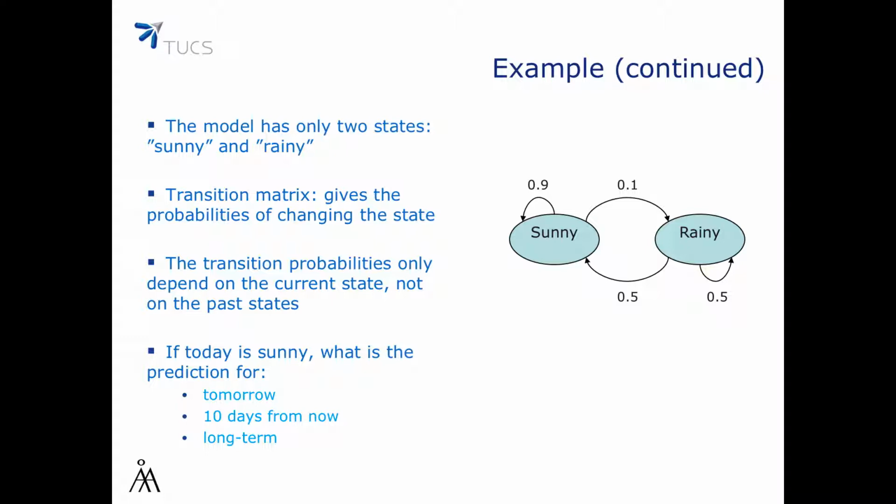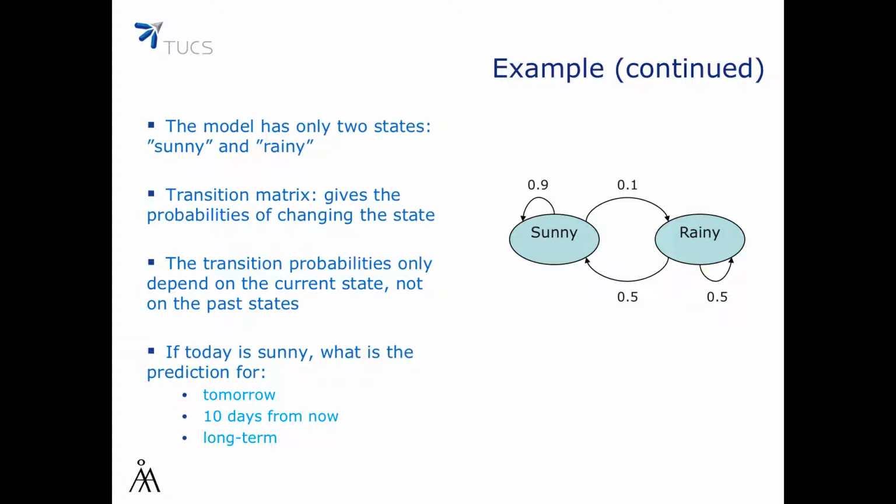The transition matrix gives us the probabilities of changing the state from sunny to rainy. And the transition probabilities only depend on the current state, not on the past states. In other words, our model for tomorrow only depends on how the weather was today and not really on how the weather was yesterday or last week.